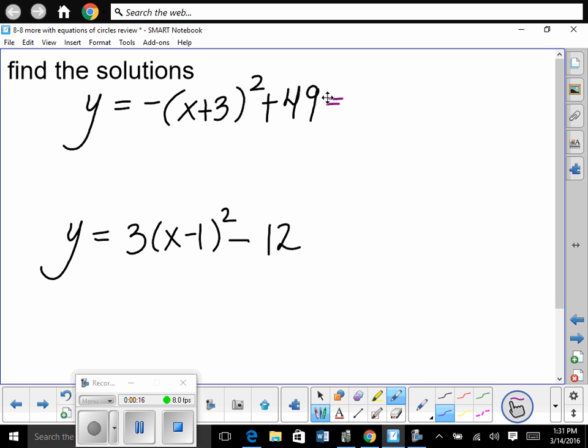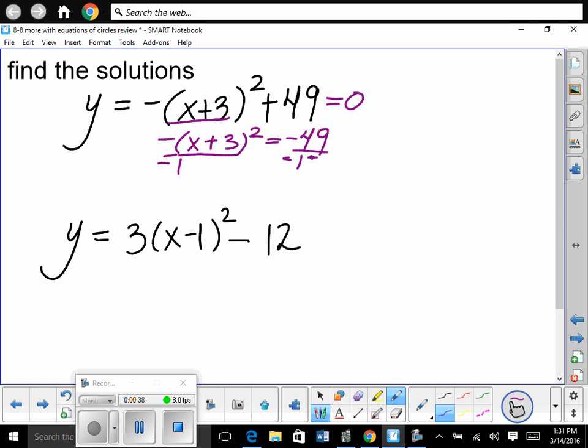So don't we set it equal to 0 and solve? So we would isolate the x squared. Does everybody understand that's all the squared part? Yeah. Okay, so we subtract 49 from both sides. So we have x plus 3 squared is equal to negative 49, right? Before you square root it, the square part has to be alone. So don't we divide both sides by negative 1?